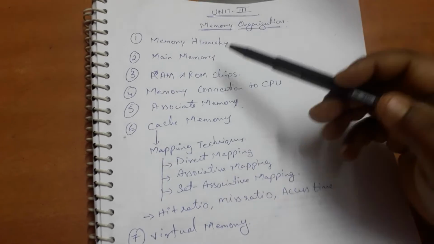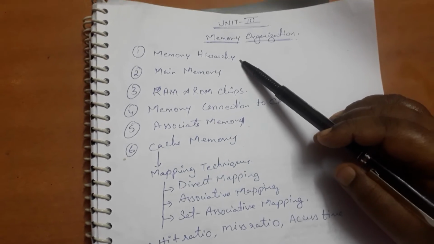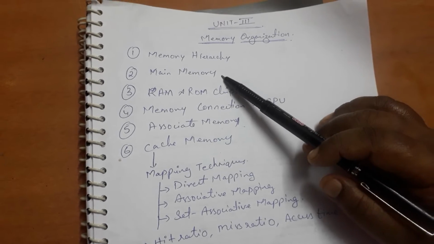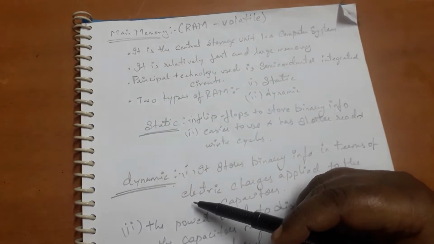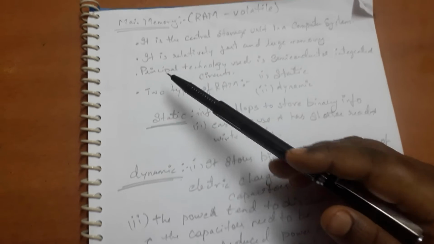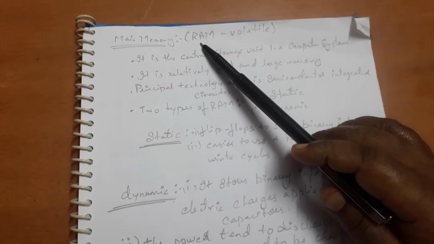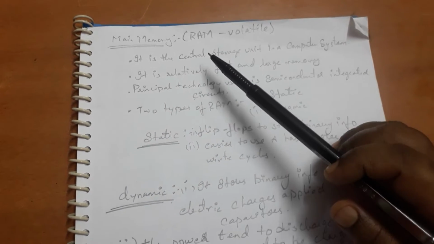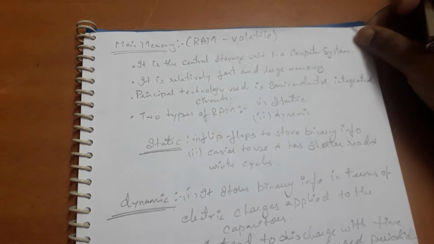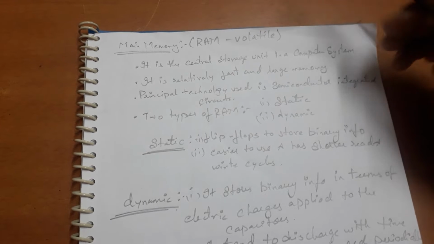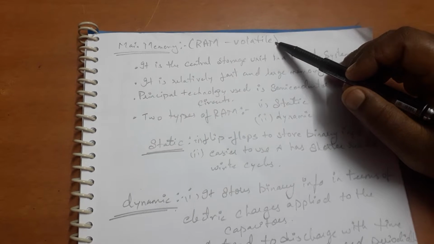Hello students. In the previous class we have seen about memory hierarchy. Today's class will discuss about main memory. As you all know, main memory is an important component of a computer system. Main memory is nothing but the RAM, which is random access memory. The very important feature of a RAM is that it is a volatile memory.